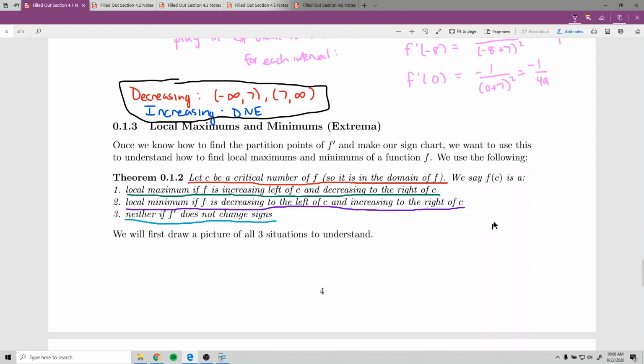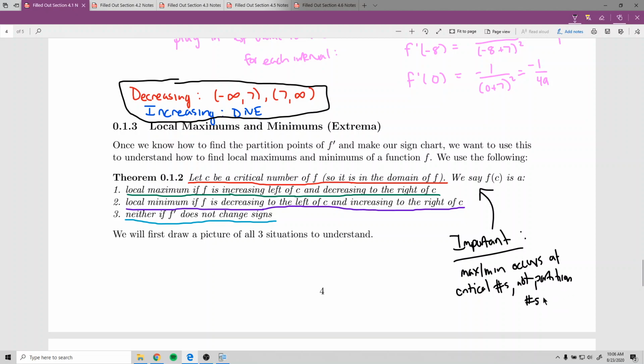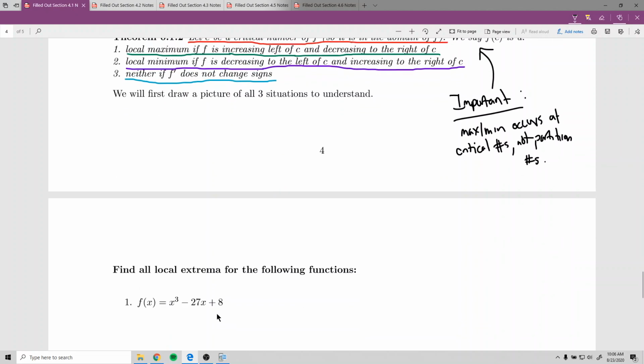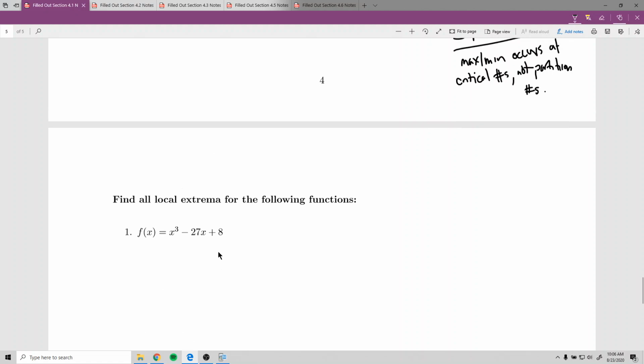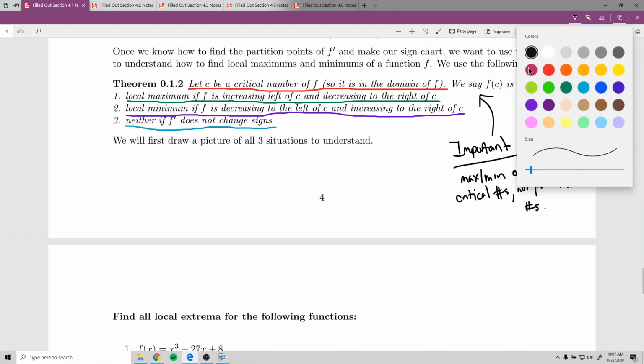So double important reminder. Maximum minimums occur at critical numbers, not partition numbers. Right, so like with the first one we did, if you remember, the first one here, the partition numbers were all critical numbers, so there's not really a difference, but the second one here, there was a difference. So we'll talk about that when we get there.